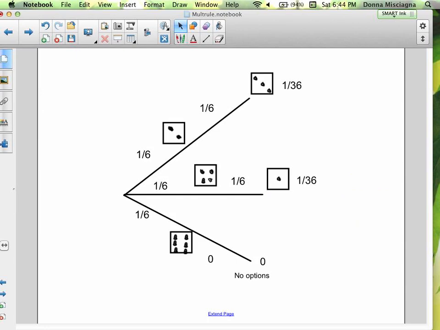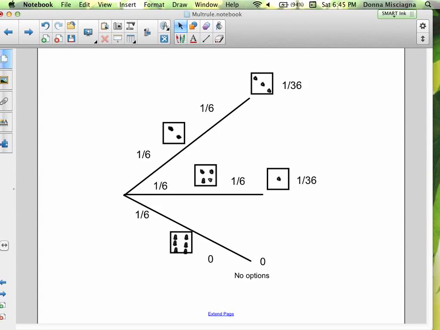So the first roll, we have 3 different favorable options. We have the 2, we have the 4, and we have the 6. Each one of them has a probability of 1/6. So now we have to think of what works with each of our options. So with the 2, there's only one option that works, the 3, because only 2 plus 3 equals 5. It's got to be a sum of 5.